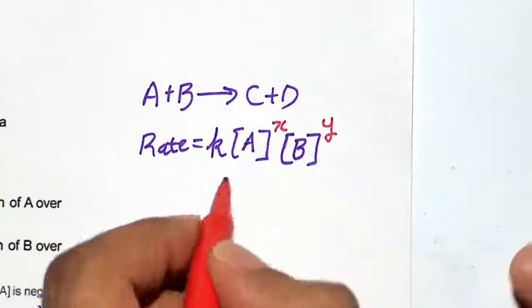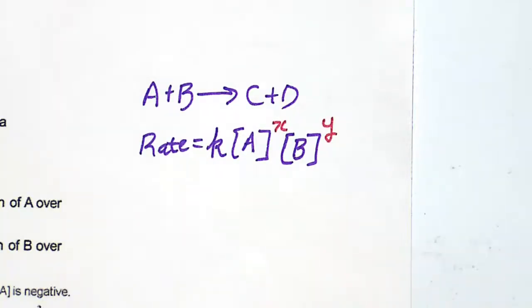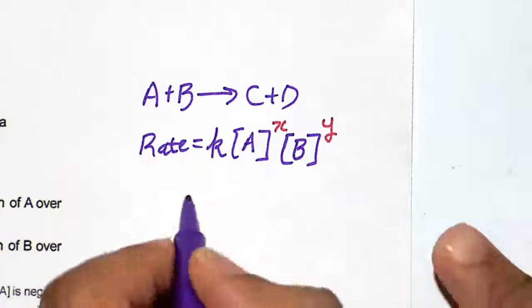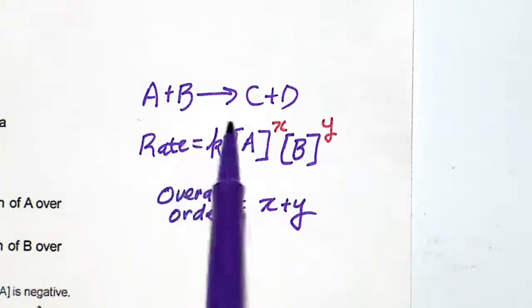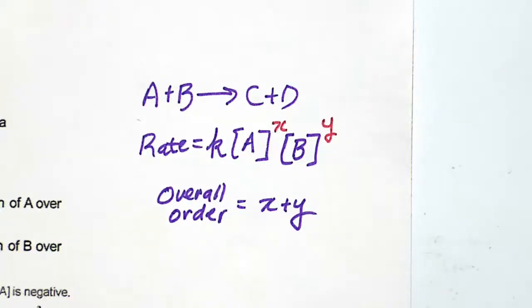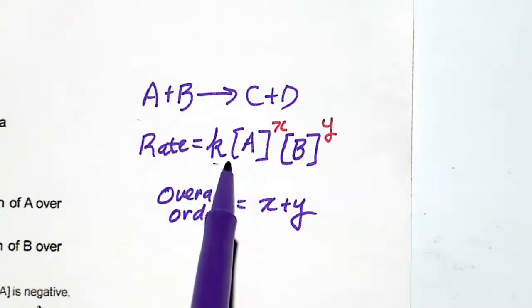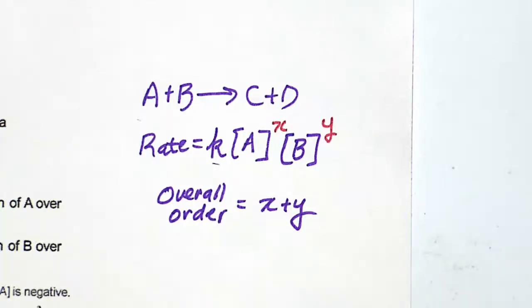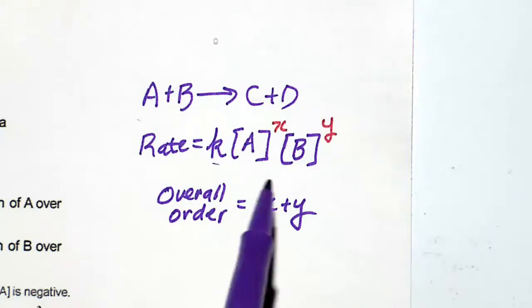So the overall order of this reaction is just going to be x plus y. And the rate of the reaction is also determined by how much B you start off with. That determines how much C and D product you get. You have to multiply it by this proportionality rate constant. That is something we have to find. That rate constant has different units depending upon the order of the reaction.